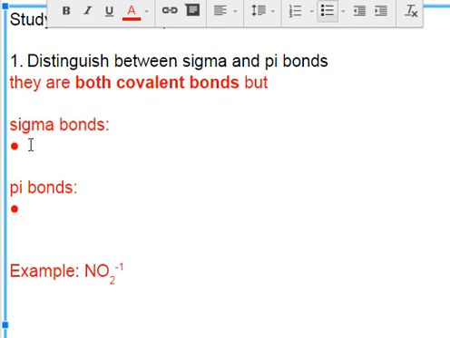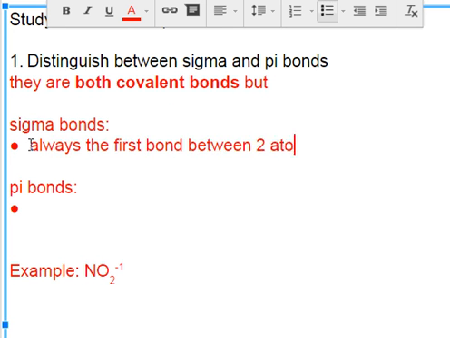It's always the first one. It's always the first pair. It's always the first bond between two atoms. Not in the whole molecule, but between two atoms. So then when does a pi bond form? Yeah, it's the second or third pair. We'll put and or.